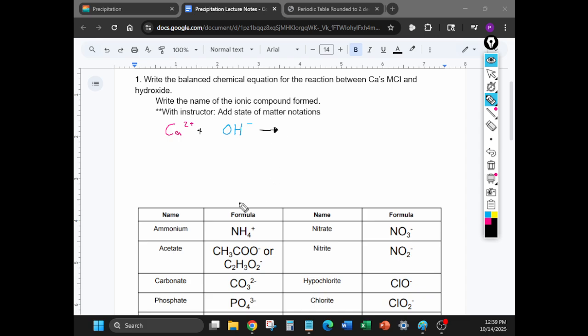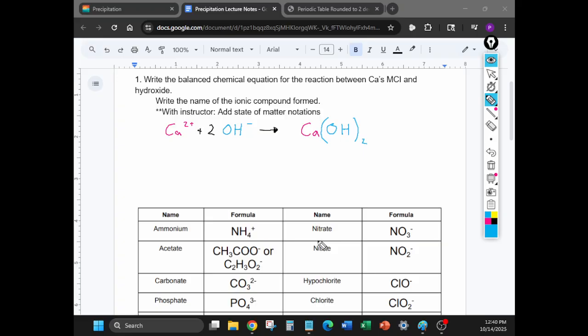And then we just need to make sure that we balance out the cation and anion. So it's +2 and -1. So we've got to balance that out. We're going to need 2 OHs to balance out the 1 Ca. So for the ionic compound, we're going to write Ca and OH next to each other. Since we need 2 of the hydroxide, we're going to put parentheses around it and put a 2 behind it. And that's it.